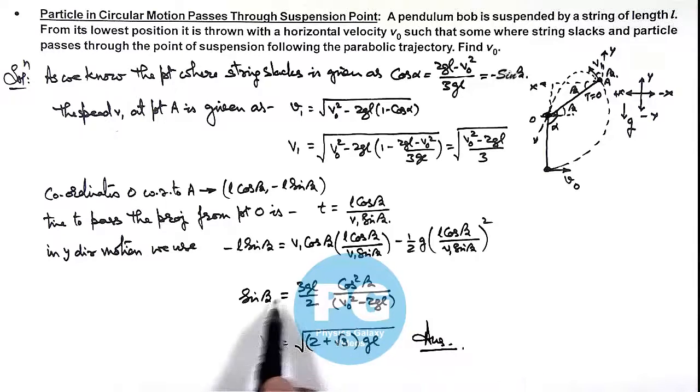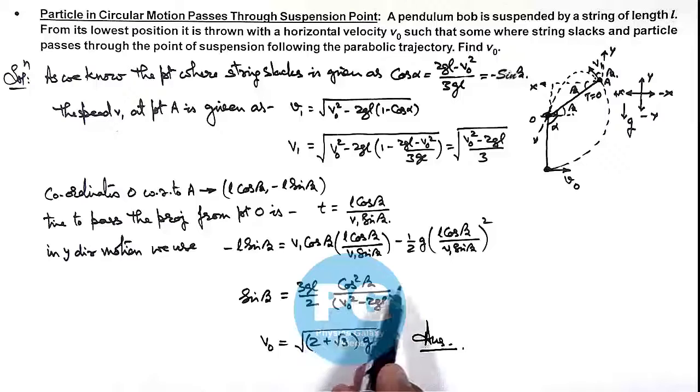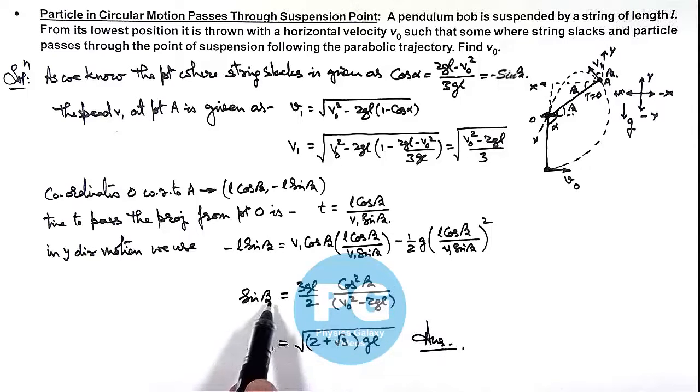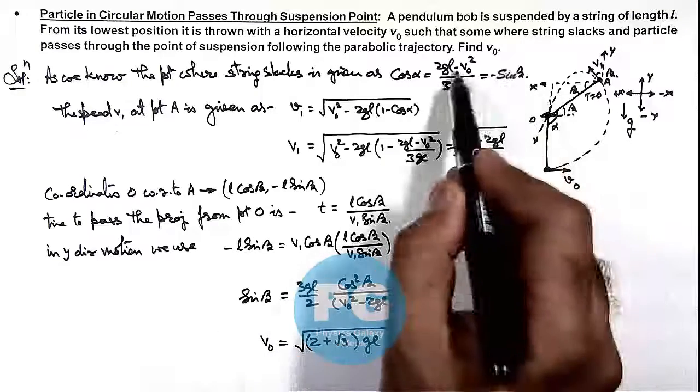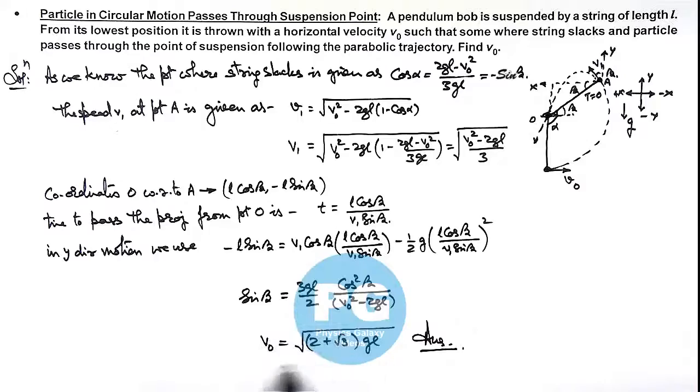So just substitute the value of cos square beta as 1 minus sin square beta, or sin beta as 1 minus cos square beta, and square these terms. Substitute the value of cos beta from here and simplify. You'll be getting this relation.